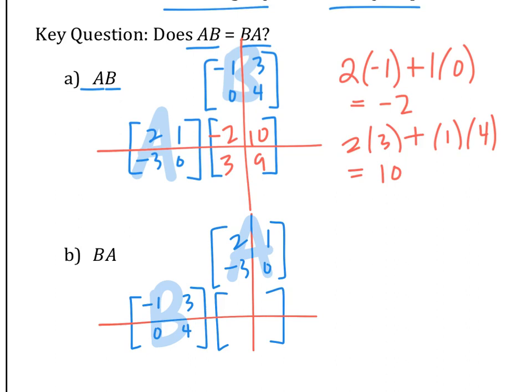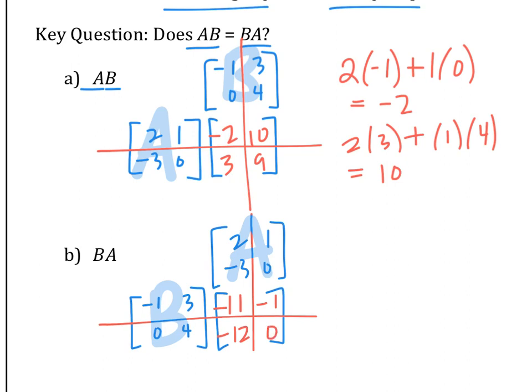Negative 1 times 2, that's going to give me negative 2, plus 3 times negative 3, that's going to give you negative 9. So add them together is negative 11. And then we kind of do the same thing. So this is negative 1. This one is negative 12. And the last one is 0.